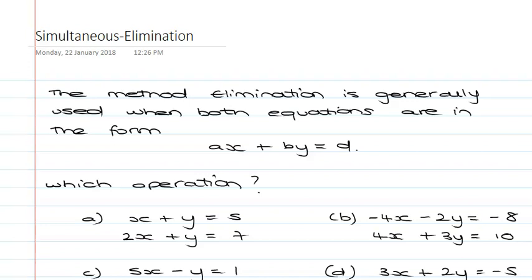Okay, in this video we're going to look at solving simultaneous equations via elimination. Now this method is generally used when both equations are in this kind of form here, ax plus by equals d. As you can see down here, these are all in these forms. Obviously you've got two equations in each question and you have to solve those simultaneously via elimination. Now elimination means that you're eliminating a variable.